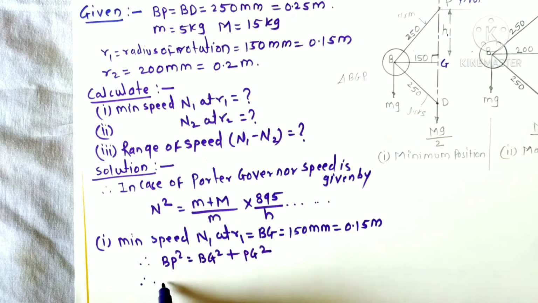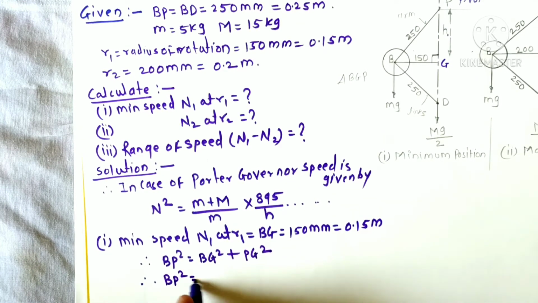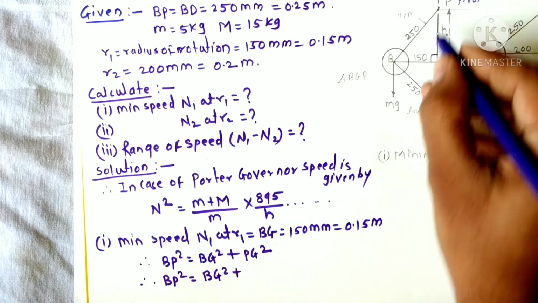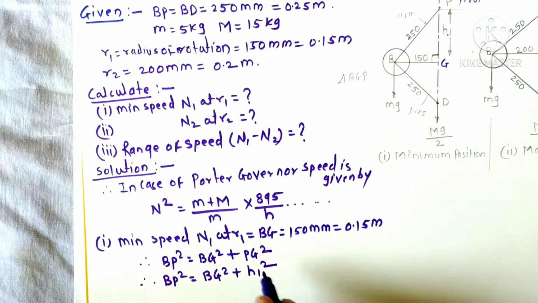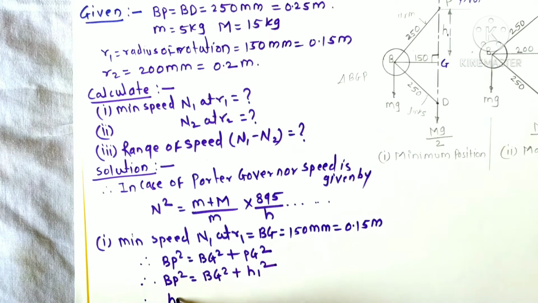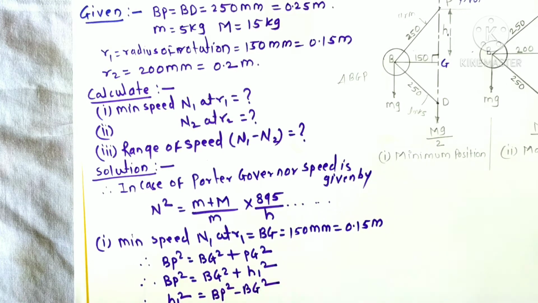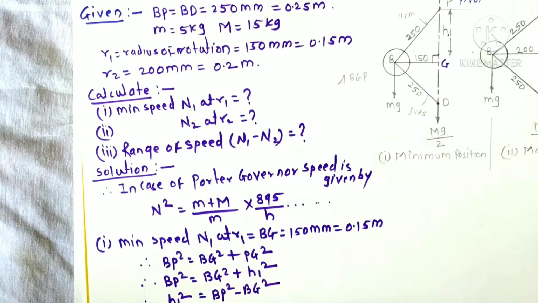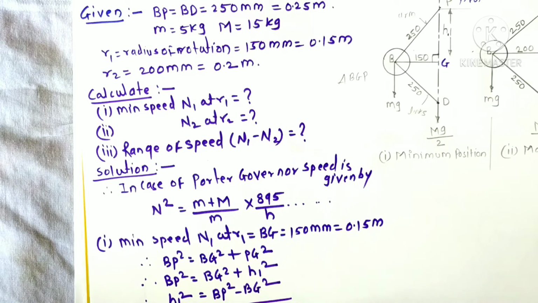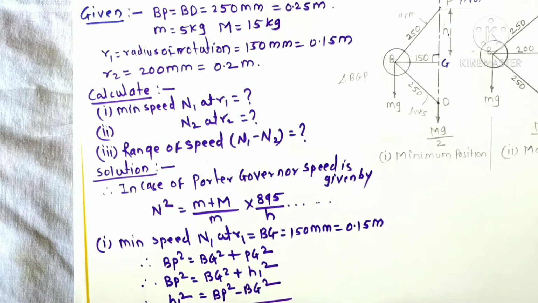By putting the value of h, BP square is equal to BG square plus PG square, and PG is nothing but the H1. Therefore H1 square is equal to BP square minus BG square. If you take the square root, then H1 is equal to the square root of BP square minus BG square.